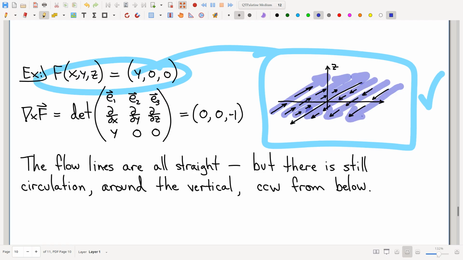I mean, coming at it initially, I don't really see any rotation there. All the flow lines are straight lines. Yeah, right? And yet, you compute the curl and you get not 0. Not 0 would suggest that there is a rotation in this picture. And again, this glance that we've given it so far kind of makes it look like there's no rotation.